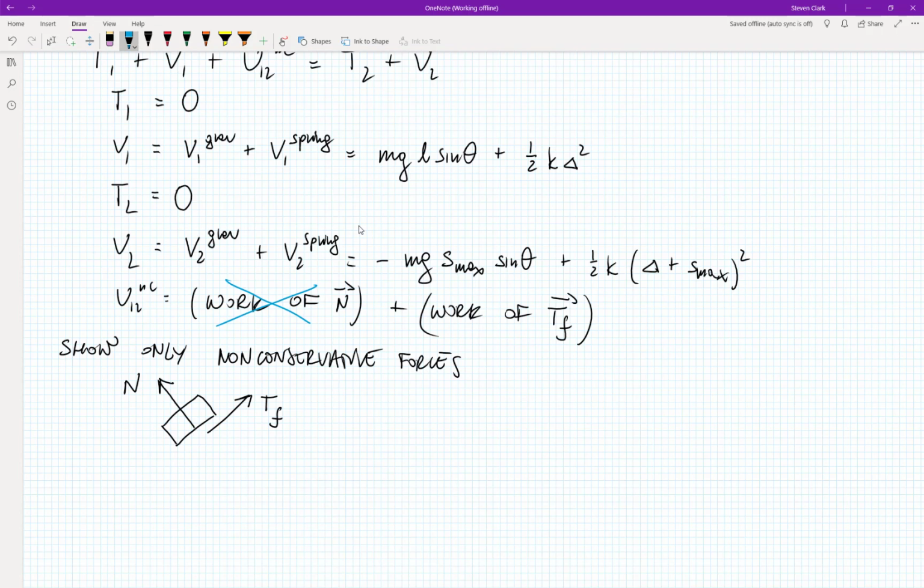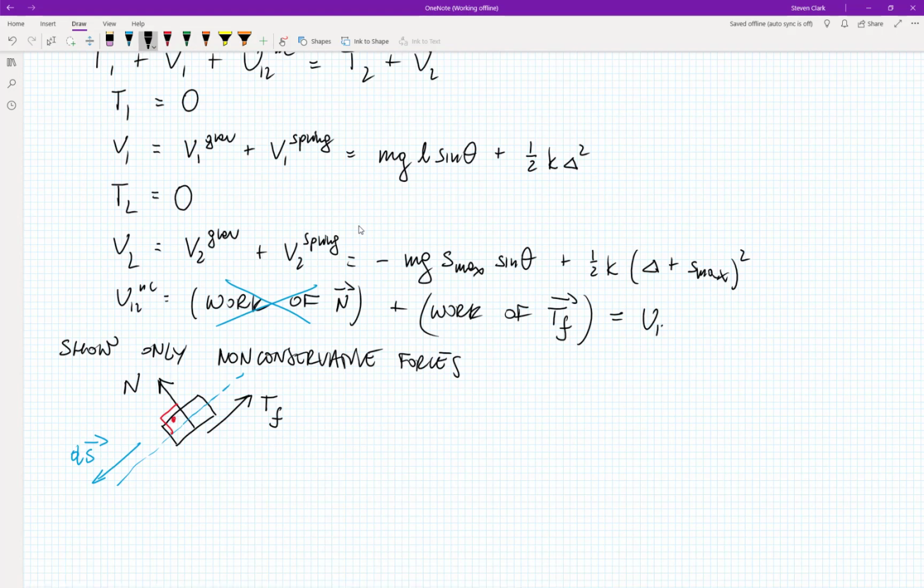N does not do any work. And I hope that most of you know why. Because this is our displacement vector, so this is our ds. You can clearly see that there is a right angle between N and ds, right? Our N is perpendicular to ds. That's why N is doing zero work. Okay, so let's focus on friction.